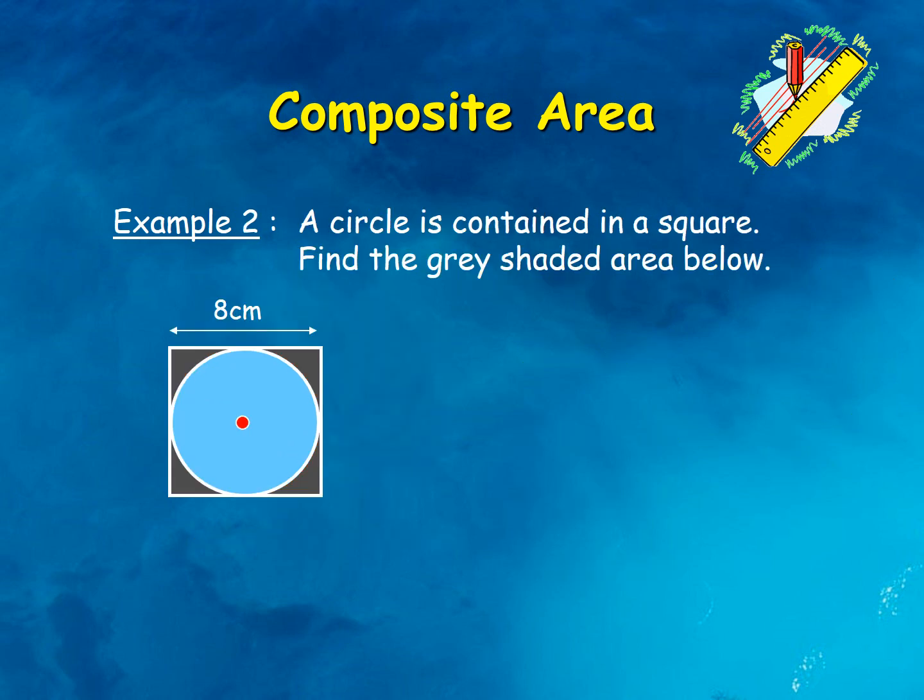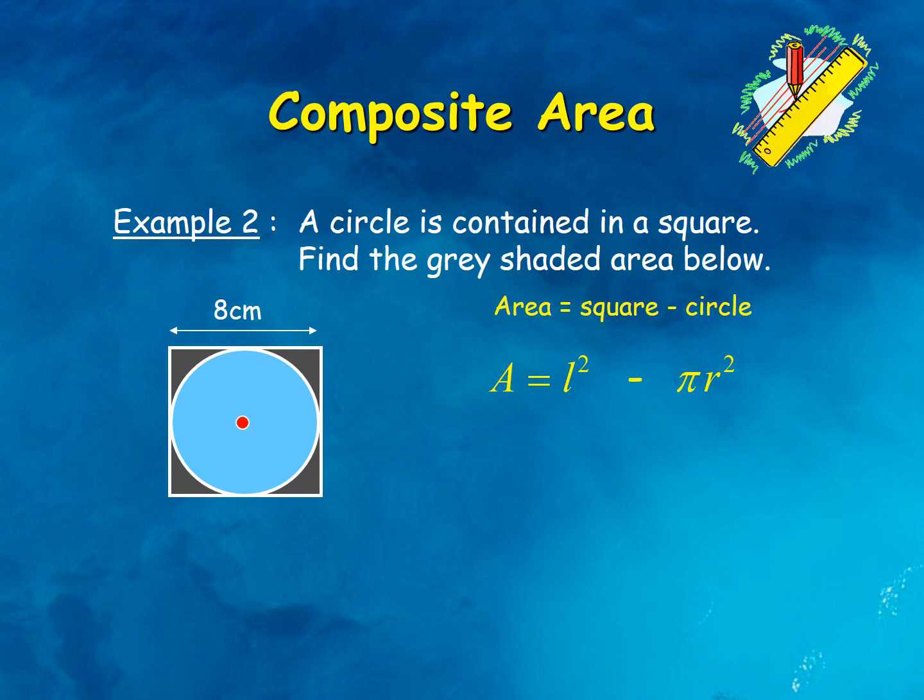Now we have to find the area of the circle contained in the square. So find the gray shaded area below. This area you have to find. So for that purpose, you have to find the area of the square, then find the area of the circle and subtract the area of the circle from the area of the square. So let's check. The shaded area equals the area of the square minus the area of the circle.